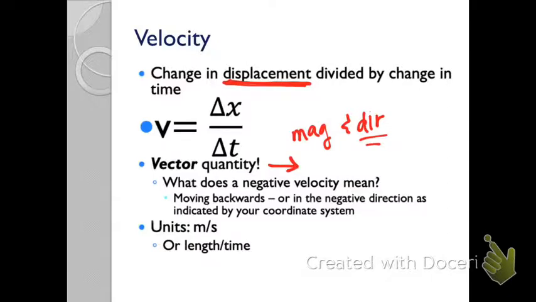The units for velocity are meters per second, or it could be kilometers per hour, or miles per hour, or whatever it might be. It's any sort of length divided by time. Any sort of length divided by time is a velocity unit. Most often, we use meters per second.